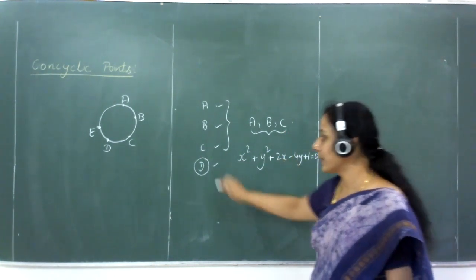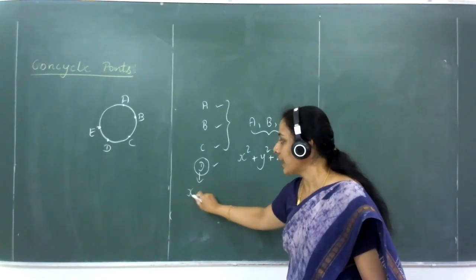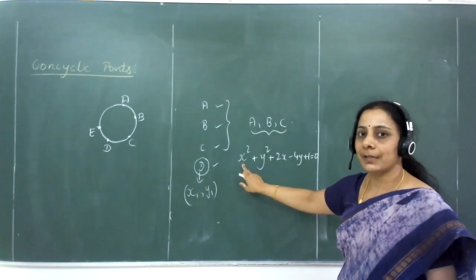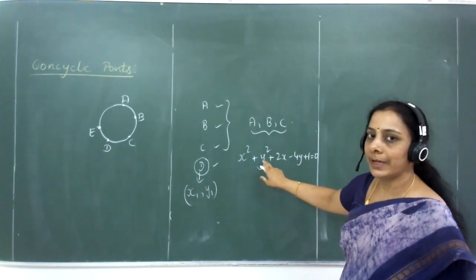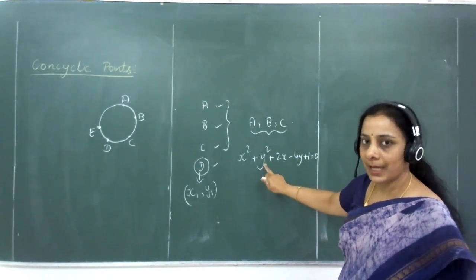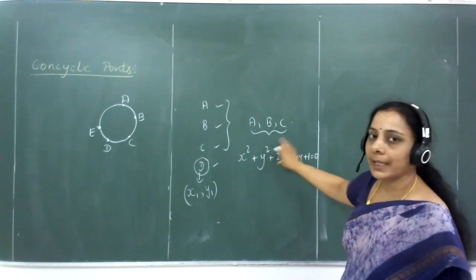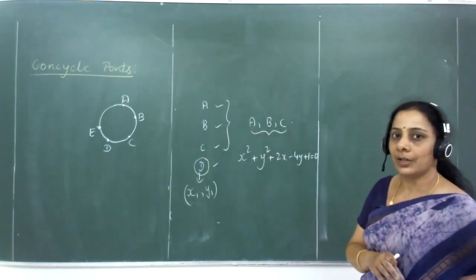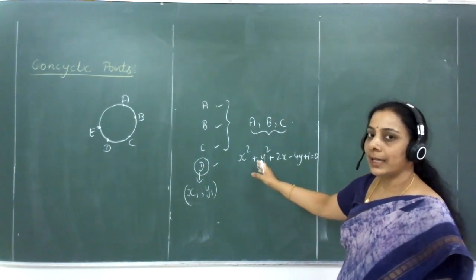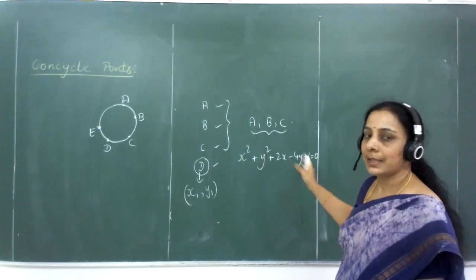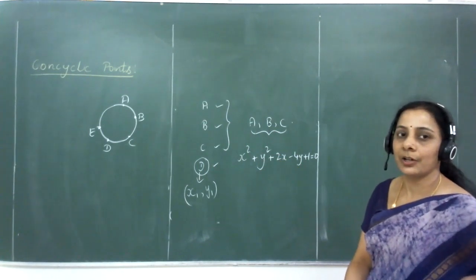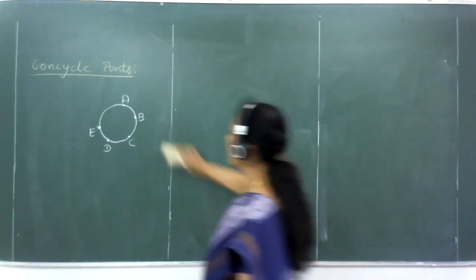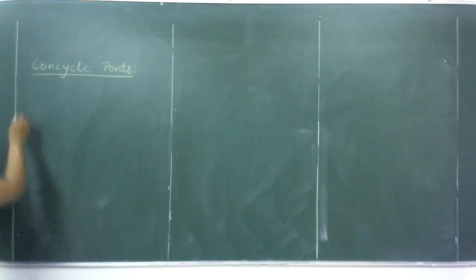How does one verify that? If you are given the coordinates of the point D as x1, y1, then you will substitute x equal to x1, y equal to y1 in the equation of the circle obtained. By doing so, if you get LHS equal to RHS, then we conclude that all the 4 points are concyclic. If you have LHS not equal to RHS, then we say that the 4 given points are not concyclic. Now to understand this clearly, let us consider a problem.